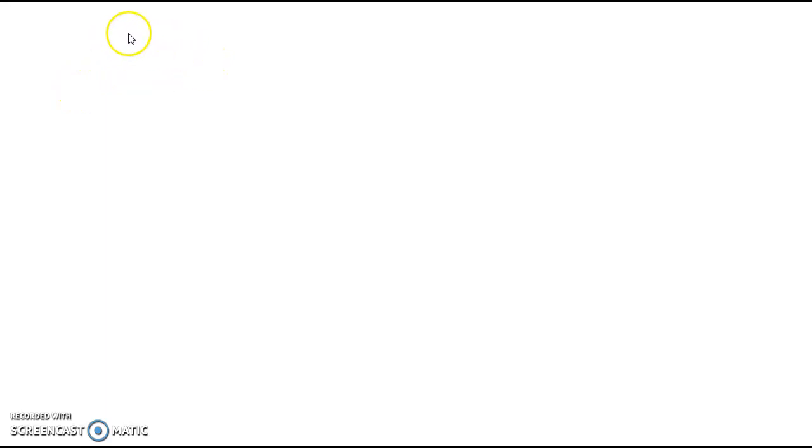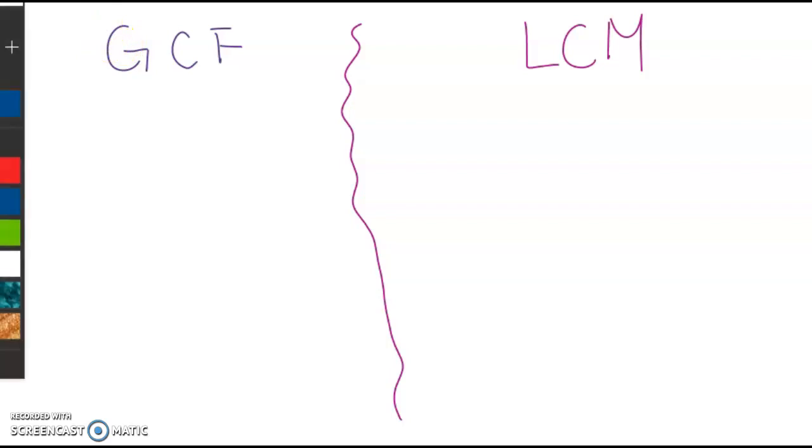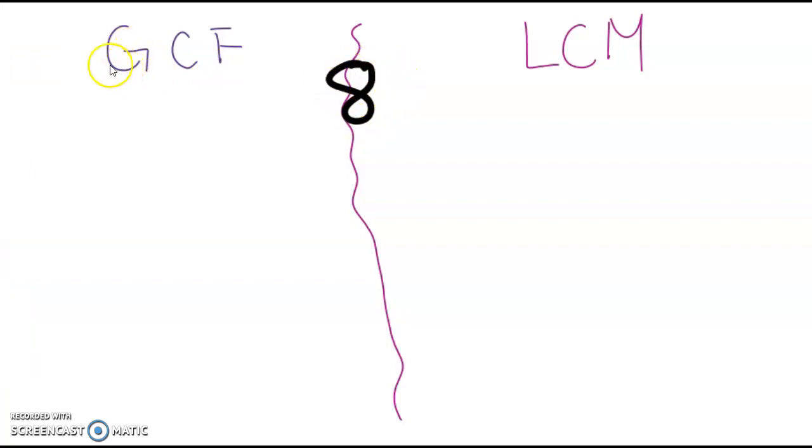When we are talking about GCF and also LCM, they are two completely different things, and it's pretty common that they get confused. So let's talk about some differences between the two. We are going to look at one number in particular, the number 8. We're going to talk about the GCF of 8 and the LCM of 8.